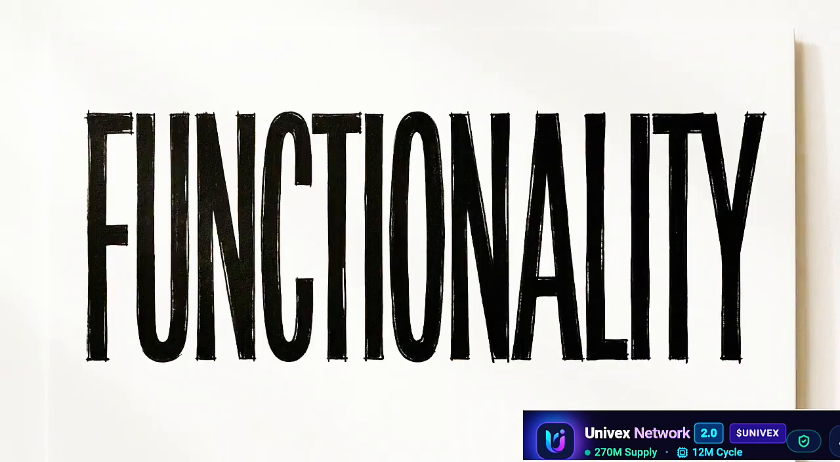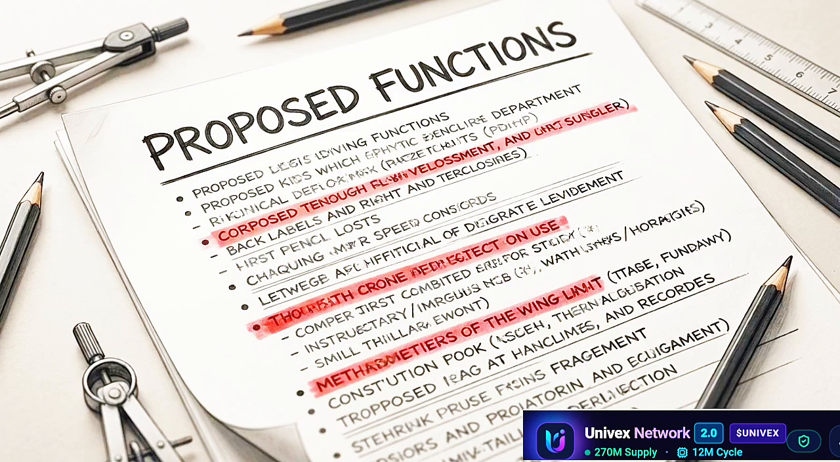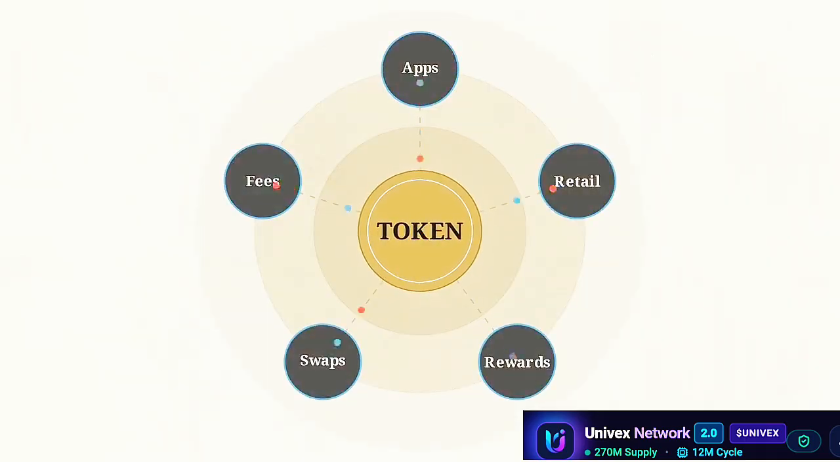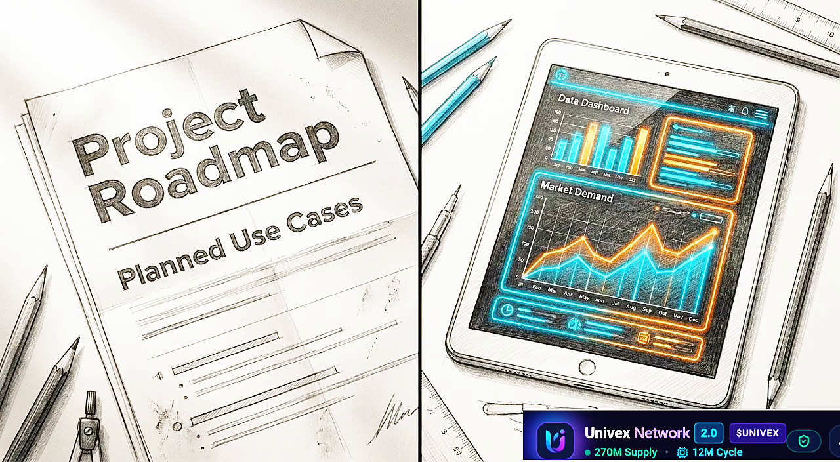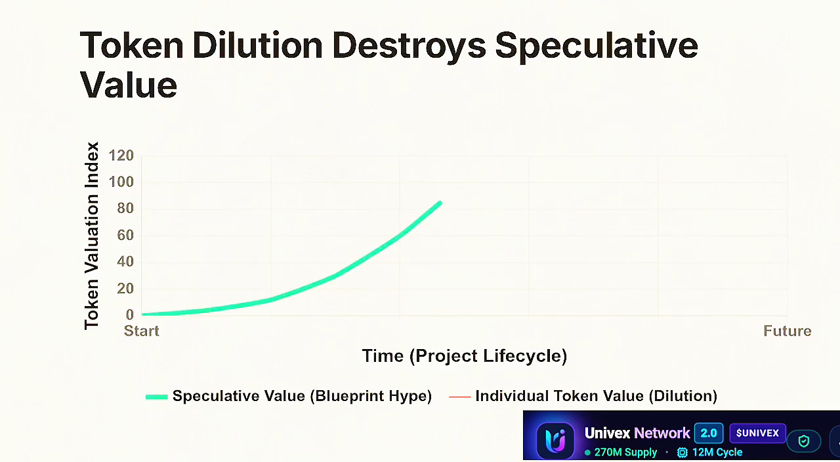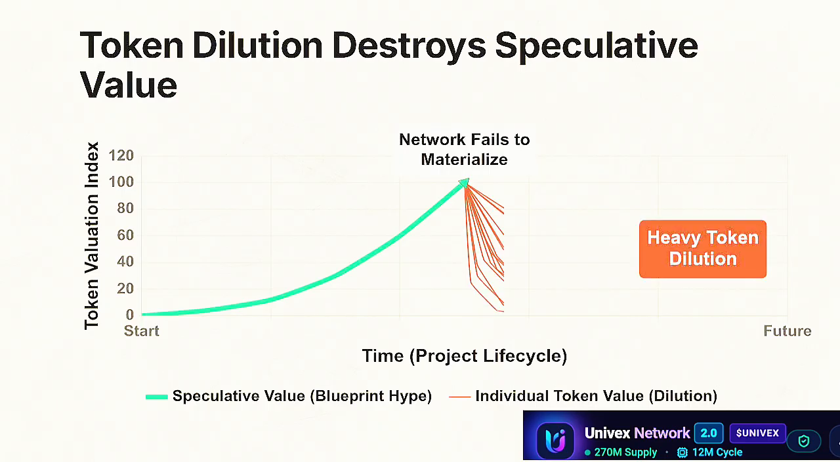This brings us to token utility. A token can have dozens of proposed functions, but its value remains entirely theoretical until it is actively circulating within a functioning network. This creates a massive friction point. As an investor, you have to separate a project's planned use cases from demonstrated market demand. Getting in early on a blueprint might capture initial upside, but if the network never materializes, you face the severe risk of heavy token dilution.